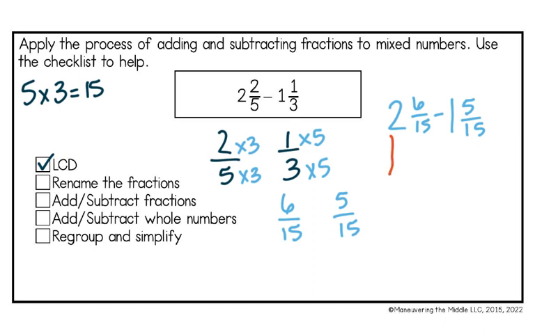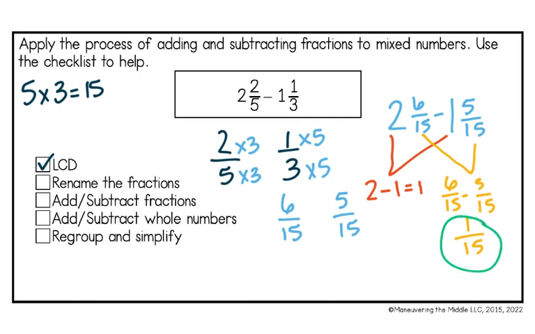So I'm going to take my two whole numbers and subtract those. So 2 minus 1 equals 1. And now I'm going to take our two fractions, which were 6/15 and 5/15, and subtract those. And 6 minus 5 is 1. The denominator stays the same. And now I just need to attach that fraction to our whole number up here for an answer of 1 and 1/15.